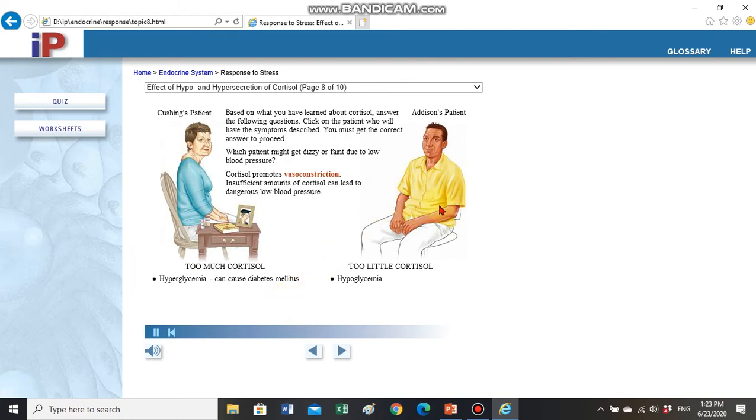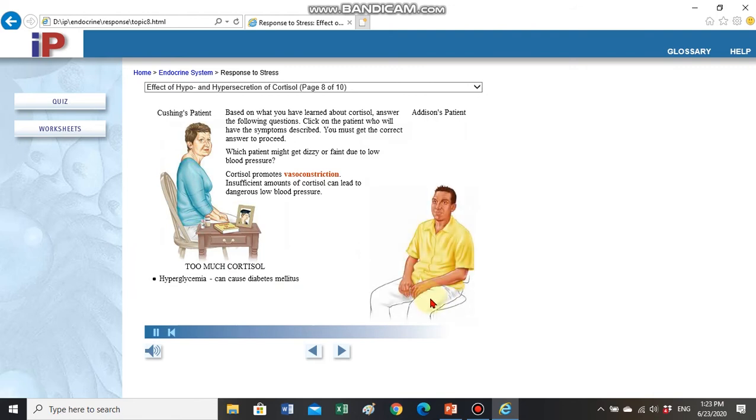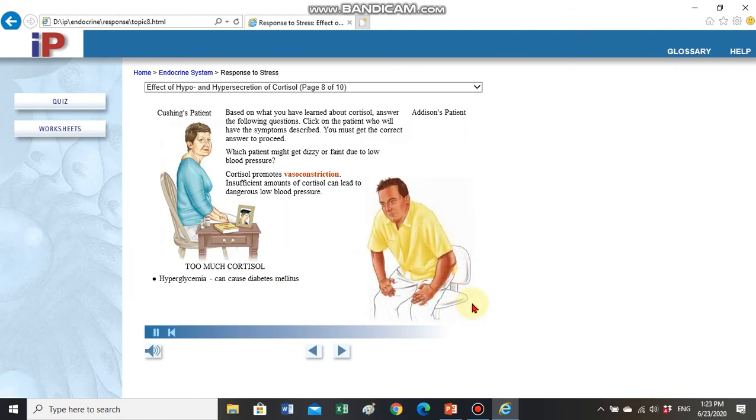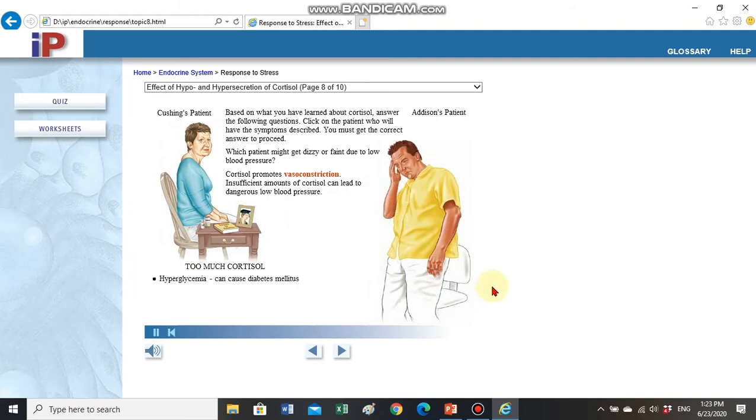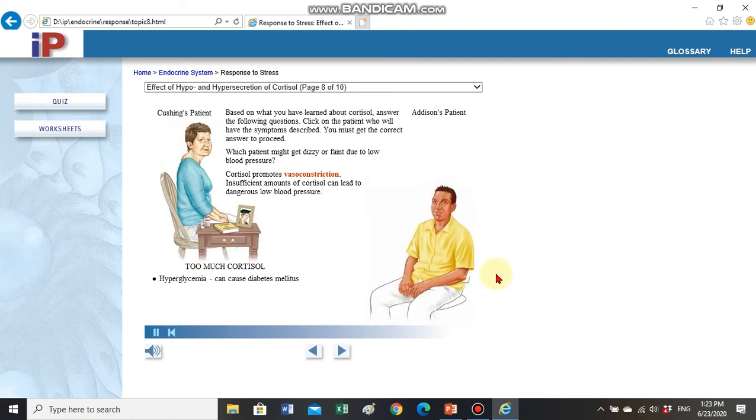Which patient might get dizzy or faint due to low blood pressure? Cortisol promotes vasoconstriction. Insufficient amounts of cortisol can lead to dangerous low blood pressure.